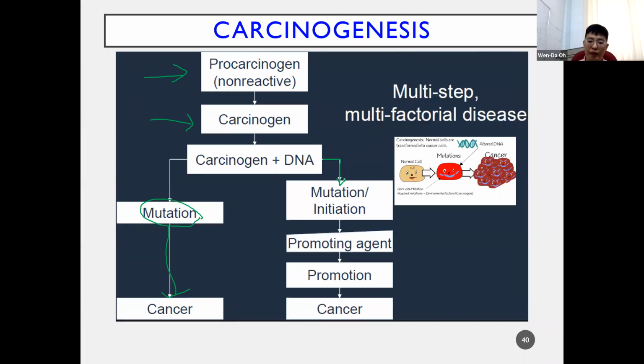Nothing will happen, but it is when you have the promoting agent that comes in, and this promoting agent will promote the initiated cell to divide excessively. After that you have the progression stage, whereby it starts to progress, it starts to metastasize, and it will lead to cancer. So it is actually a very complicated process that has a lot of different steps.